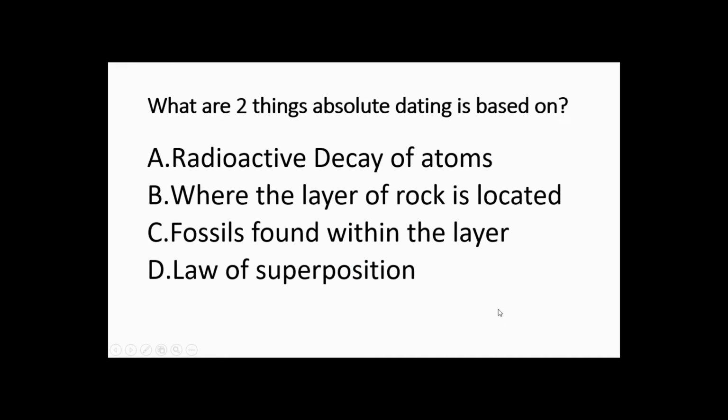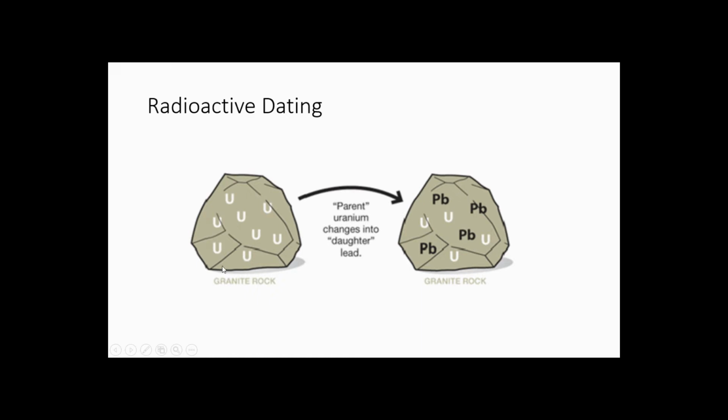How do we come up with this? Well, there are two things absolute dating is based on. Do you remember what two of those were? Radioactive decay, A, and fossils found within the layers, C. Radioactive decay means we can get a rock and look at a sample of it and realize, oh my goodness, this rock is made up of uranium elements. And then we can find another rock and say, oh wow, this one has uranium and it has lead. Well, we might know about when the uranium rock was created, when it cooled and hardened.